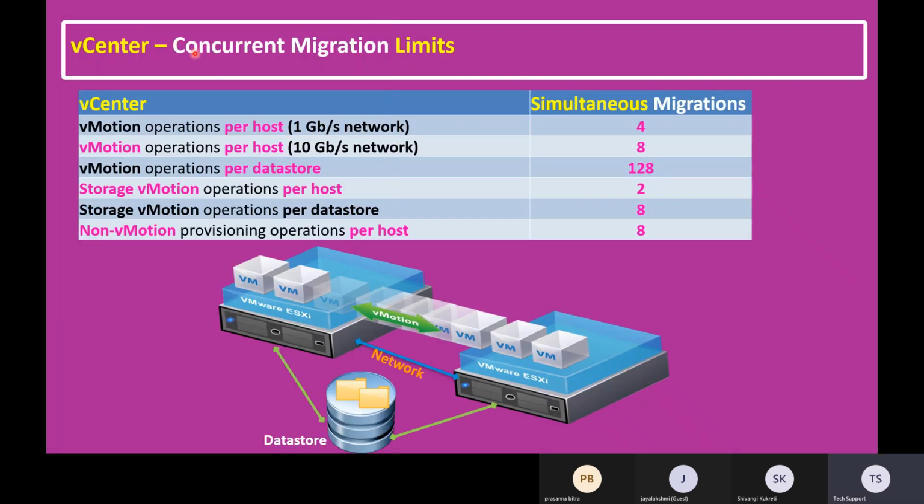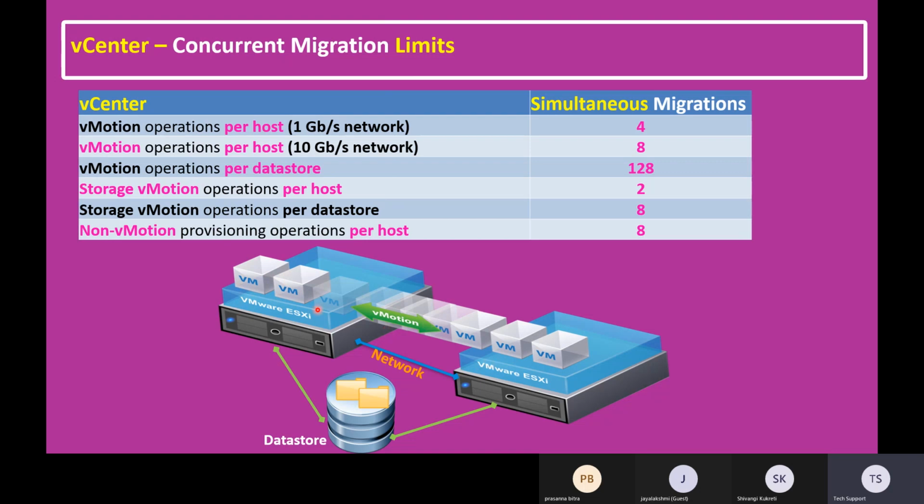See, this is one of our common, important points: vCenter concurrent migration limits. So what are our main migration limits? Before we talk about this table, let's try to understand this diagram. In this diagram, we have two ESXi hosts connected with a physical network, and both ESXi hosts also have a shared data store. Each box is running the ESXi operating system, and ESXi has created multiple VMs.